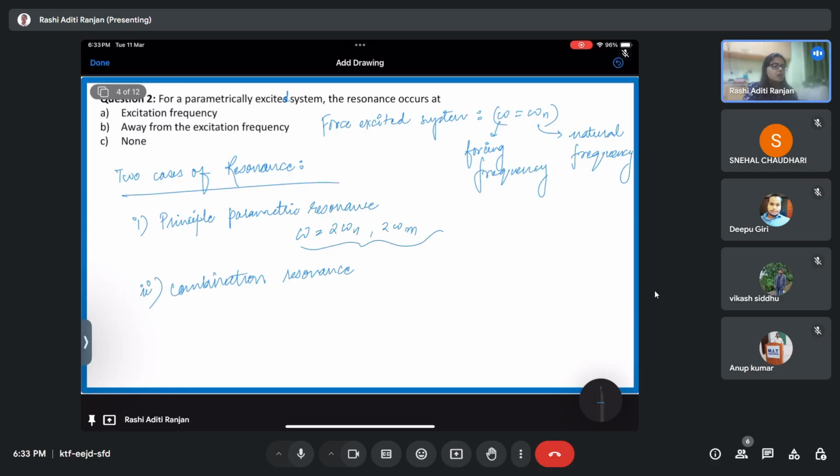Combination resonance is further of two types. One is the sum type, the other one is the difference type. If my system has two natural frequencies, omega n and omega m, the resonance may occur at the sum of the two frequencies, or it may also occur at the difference of the two frequencies. Sum type means omega equals omega m plus omega n, and difference type means omega m minus omega n.